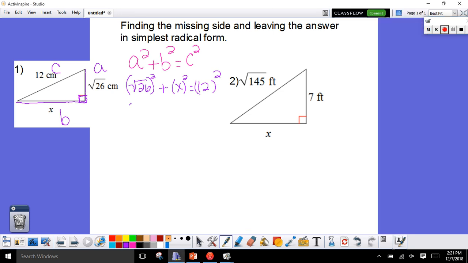So here I'm going to put 26 plus, I cannot put x in the calculator, so all I'm going to do is just bring it down, x squared. The next thing I do, I put 12 squared in my calculator, so that's going to give me 144. Next step is going to be to subtract the 26. Remember, we want to leave the variable x by itself, so I need to subtract from both sides my 26.